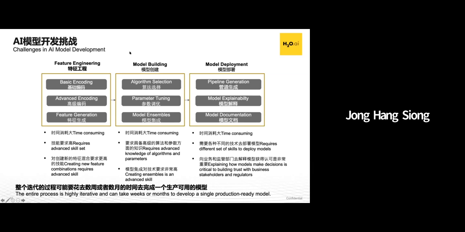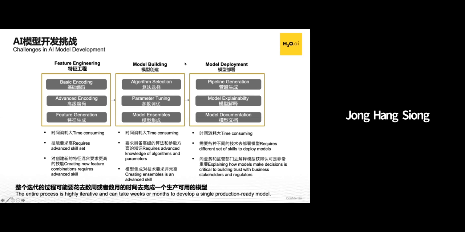So model building: there are many algorithms out there. Which algorithm is suitable for a particular data set, for a particular use case? That also takes months, if not years, to become competent. Each algorithm has its pros and cons, so a data scientist needs to know it very intimately: what can each algorithm offer? And each algorithm has a bunch of parameters that you need to tune. Which parameters do you need to tune? How many to tune? How many times to tune?